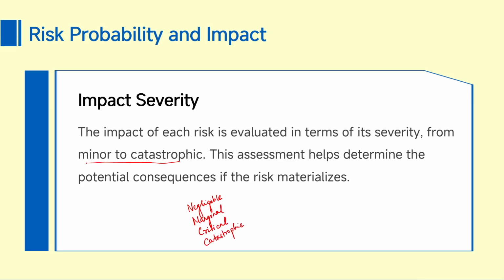Okay. So, the impact could be ranging from negligible, marginal, critical to catastrophic, where the impacts goes high at the end. So, negligible is very less impact, followed by marginal, followed by critical and catastrophic. So, this is going to help us in determining what is going to be the consequences, okay, when the risk arises or materializes in the software development life cycle.